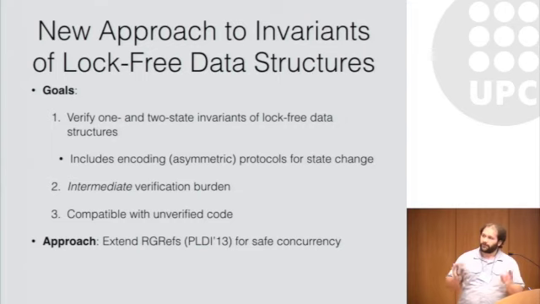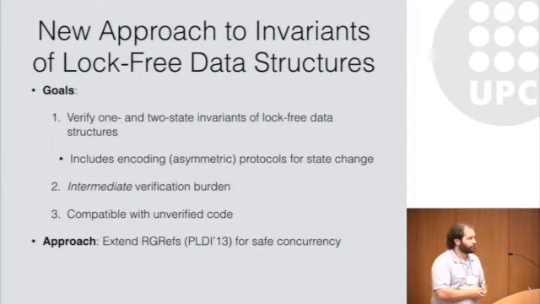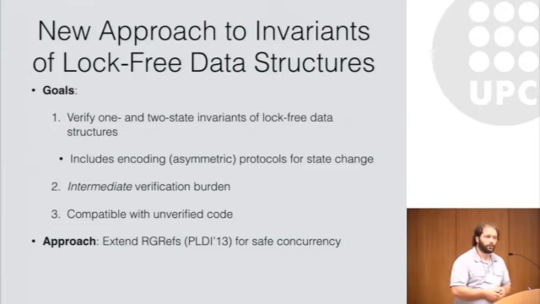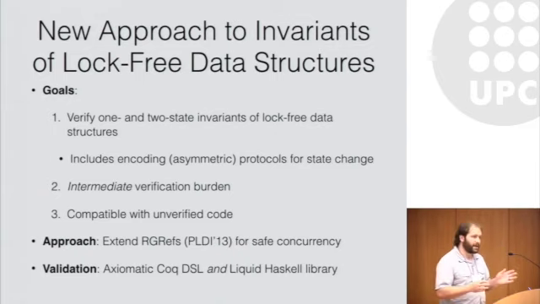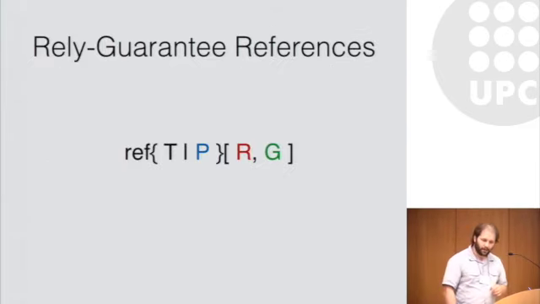So what we're going to build on is some work from a couple years ago on rely guarantee references, which we're going to extend to be sound for concurrent programs, as well as extend them a little bit so they can actually reason about lock-free algorithms. We've implemented this twice, and I'll say a little bit about both. Once as an axiomatic Hawk DSL, as well as a library for Liquid Haskell. So we'll get both some manual and automated forms of this.